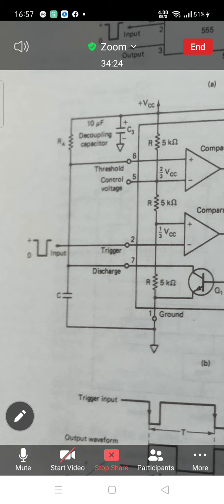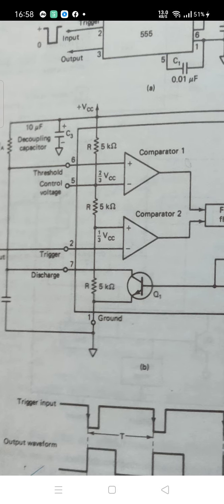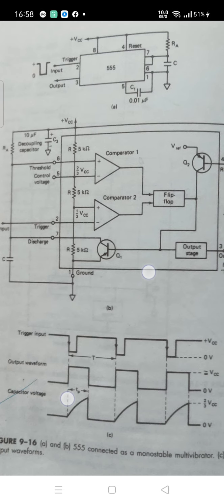After the application of a negative triggering pulse to pin number 2, transistor Q1 is turned off, which releases the short circuit across the external capacitor C and drives the output high. The capacitor C now starts charging towards VCC through RA. However, when the voltage across the capacitor equals 2/3 VCC, comparator 1's output switches from low to high, which in turn drives the output to its low state via the output of the flip-flop. At the same time, the output of the flip-flop turns transistor Q1 on.